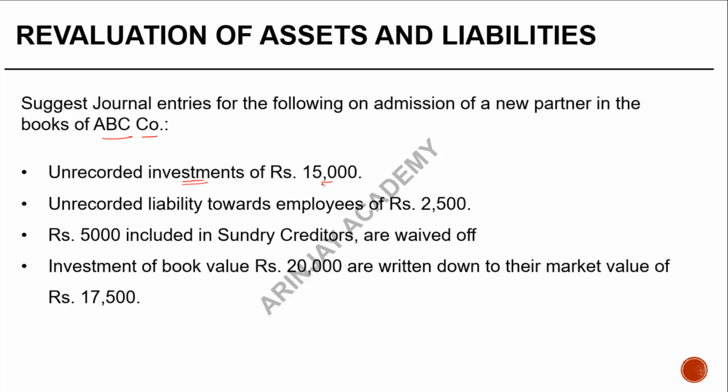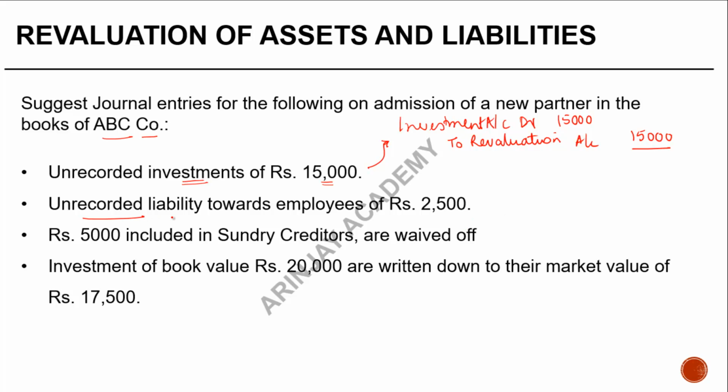Unrecorded investments of rupees 15,000. Now, if there were certain investments which were not recorded in the books of accounts and you record them now, investment is what? It is an asset. An asset is being recorded, which means the value is being created. When an asset is created, it is debited. So for this particular case, I'm going to debit the investment account by rupees 15,000 and I would credit the revaluation account. I'm trying to make all these entries over here only so that it becomes easier for you to correlate them.